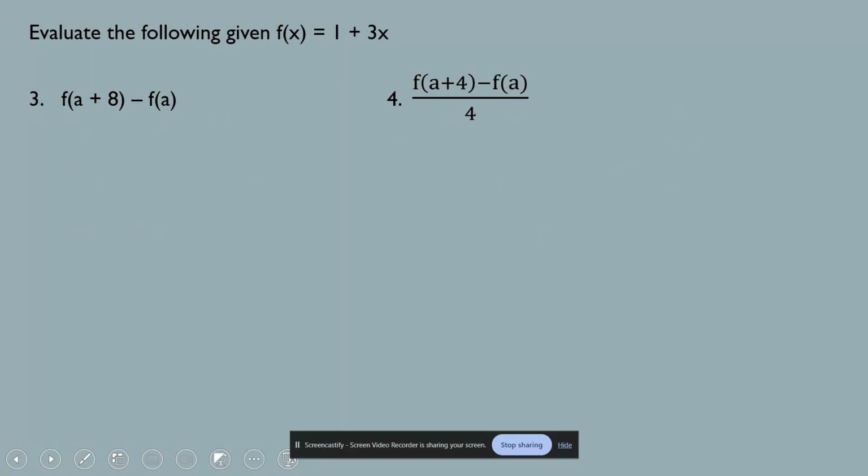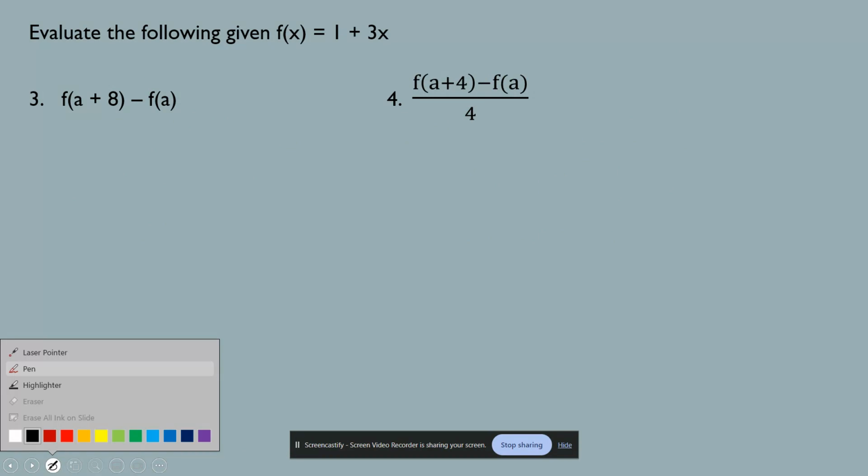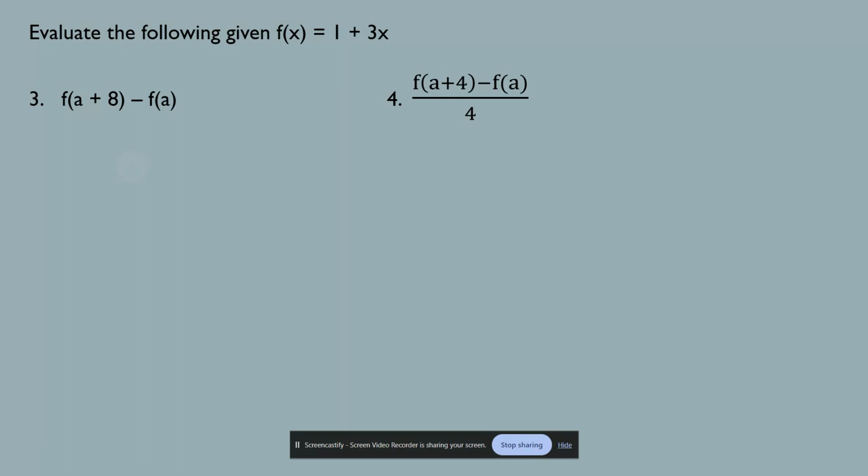And here's my final answer. Alright, let's look into what f of a plus 8 minus f of a is going to be. So that's going to be 1 plus 3, and instead of the x, I'm going to put a plus 8, minus, this was giving you what f of a plus 8 is going to be, minus f of a, which is 1 plus 3a.